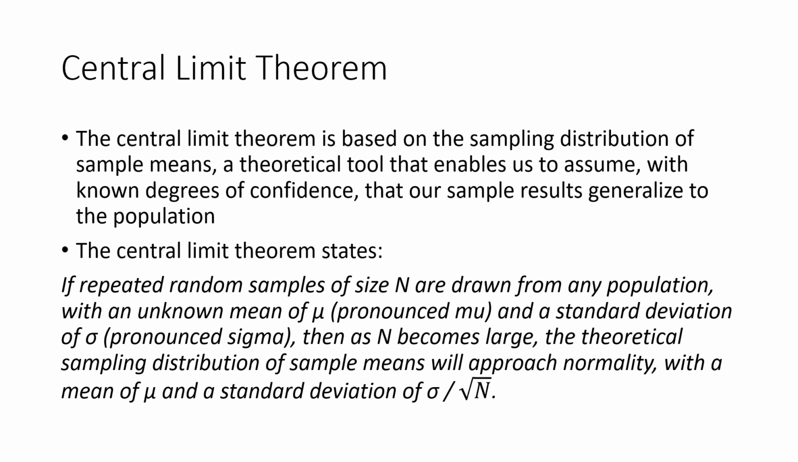So this is the actual central limit theorem. I'm going to read it word for word because it's so important. If repeated random samples of size n are drawn from any population with an unknown mean of mu and a standard deviation of sigma, then as n becomes large, the theoretical sampling distribution of sample means will approach normality with a mean of mu and a standard deviation of sigma divided by the square root of n.